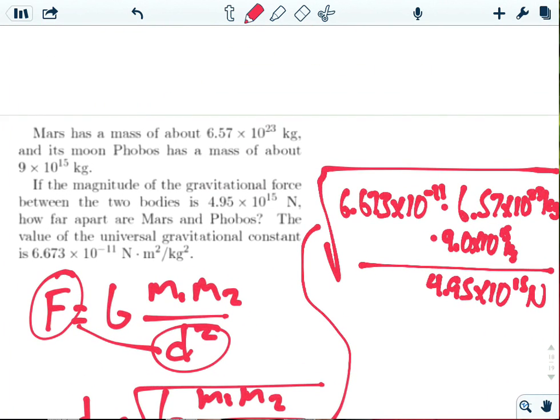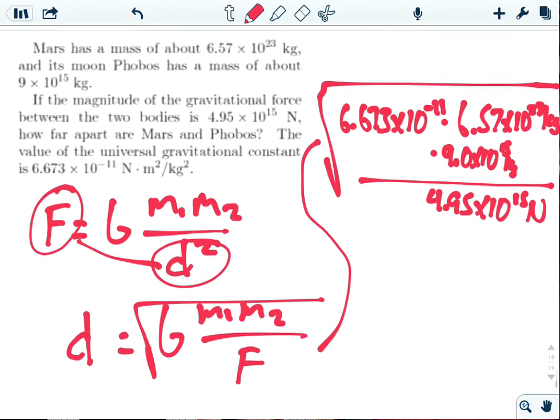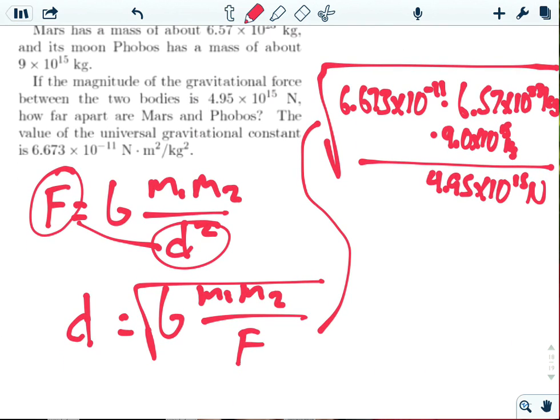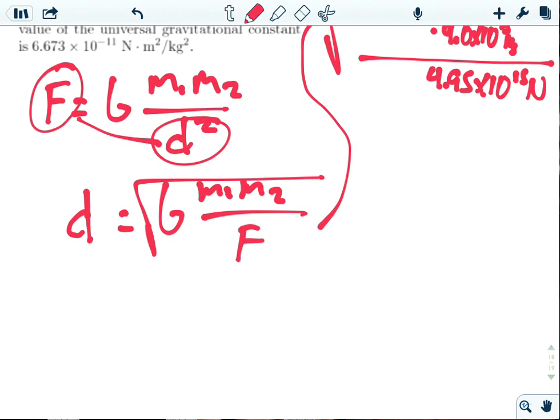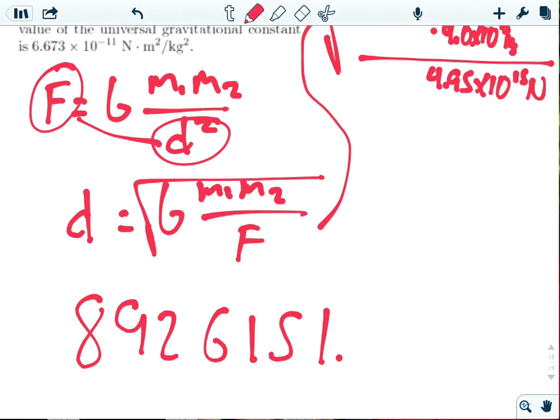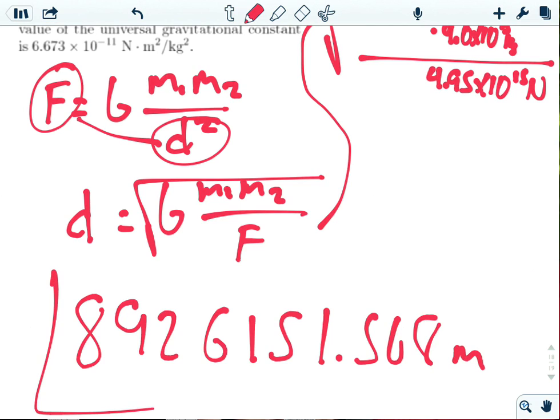And we plug this into the calculator. Do it very carefully, because you have a lot of scientific notation. You've got the square root and everything else, so plug it in correctly. I got an answer of around 8,926,151.568, and that would be in units of meters.